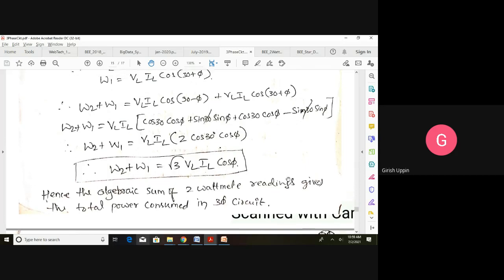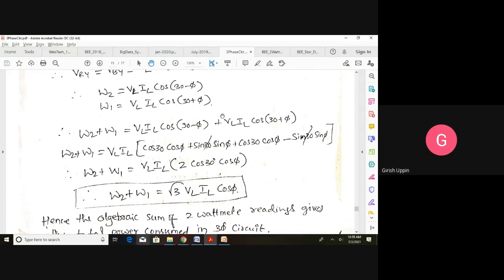So these are very important things. You have to remember these two equations, very important equations, and you have to remember one simple trick here. The W2 reading is always greater than W1. 2 is greater than 1. That is how you can make a logic in your mind.